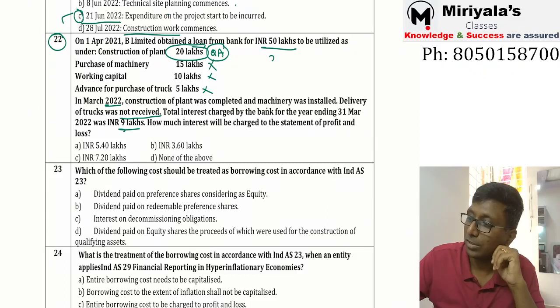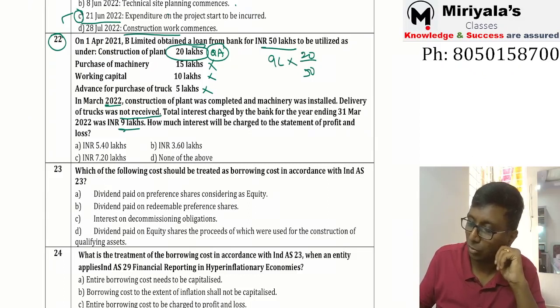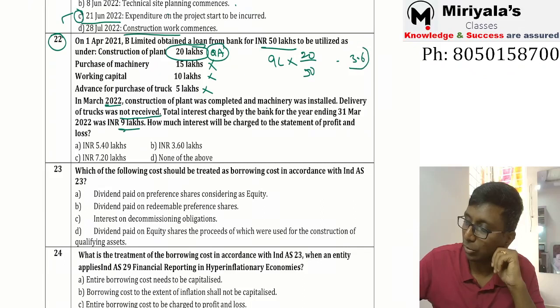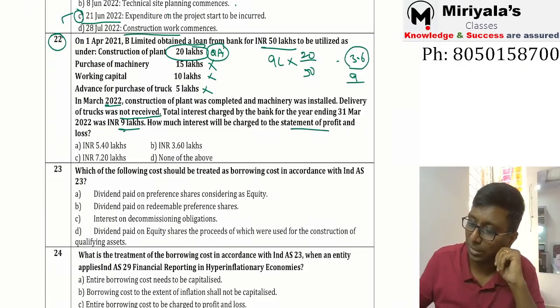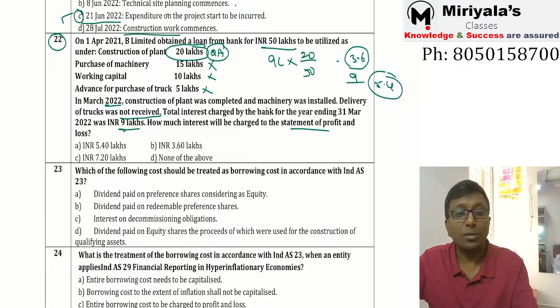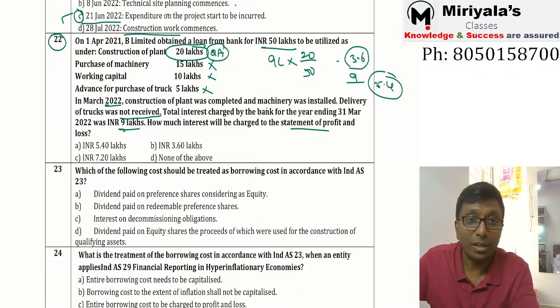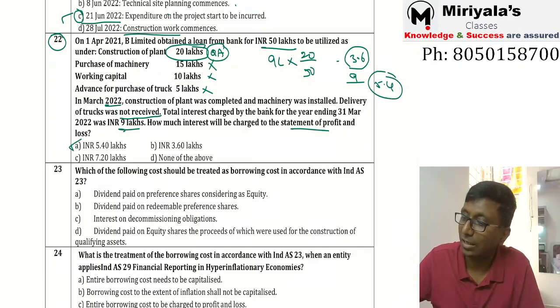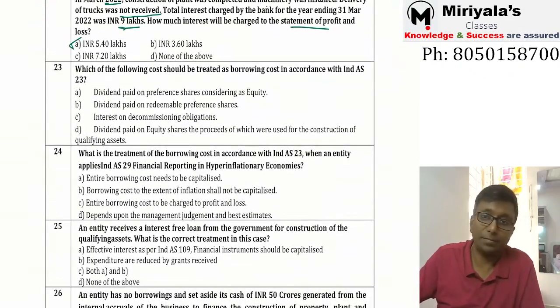What should I do? Very simple. 9 lakh rupees into 20 divided by 50. That is equal to 9 lakh into 2 divided by 5. That means 3.6 lakh you are supposed to capitalize. Out of 9 lakh rupees, he is asking what is to be charged to P&L. So 9 lakh minus 3.6 means 5.4 lakh rupees is supposed to be charged to profit and loss. So 5.4 lakh rupees is given in option A. So A is the right answer.